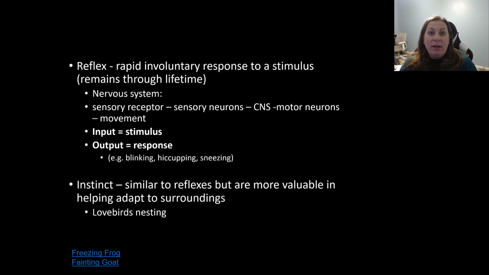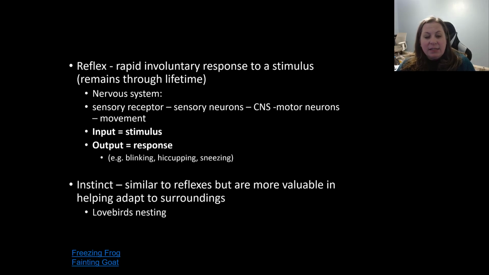Now, there's a lot of reflexes that we have in our bodies. We have blinking, hiccuping, sneezing. You also have muscle reflexes. One of the most well-known is the knee jerk reflex, the one where you sit there and they use the little hammer and hit below your knee on your patellar tendon and your leg kicks out. That's an example there of a reflex. Now, guys, these reflexes, like I said, they should stay throughout your life.